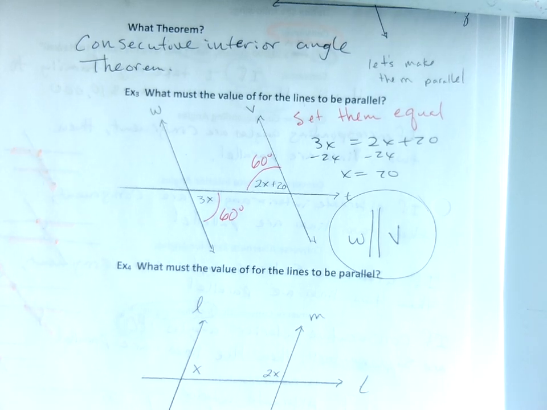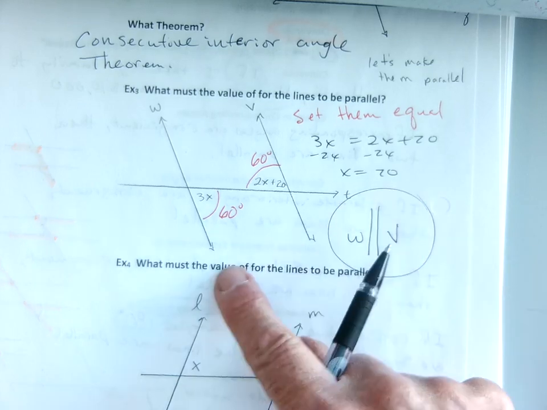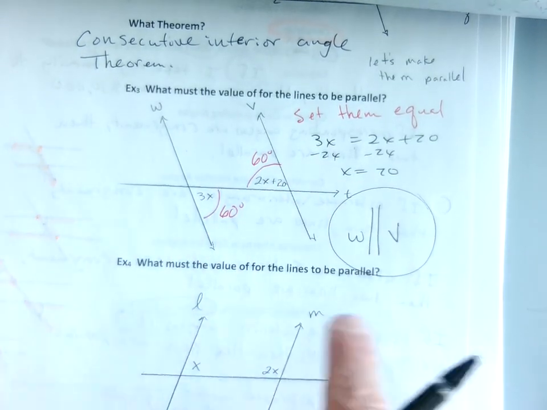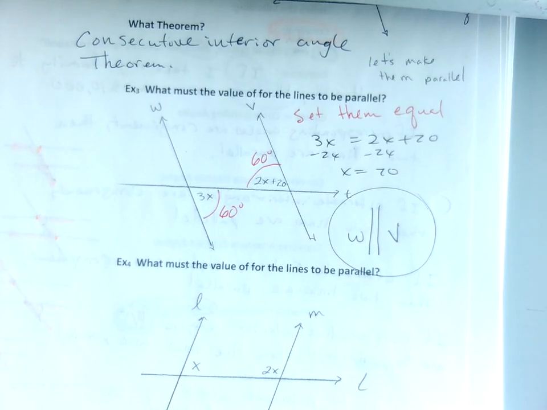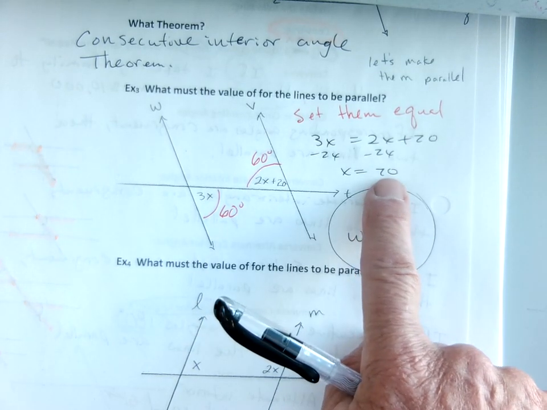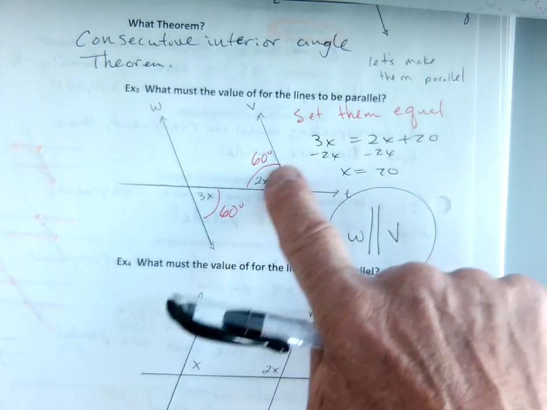I made them parallel. I found the value of x. If x is 20, it makes them equal. 60, 60, okay? I solved, got x is 20, and 20 makes them equal, okay?